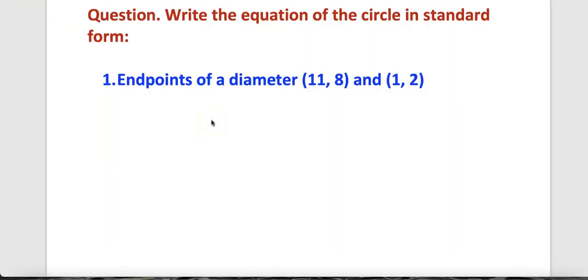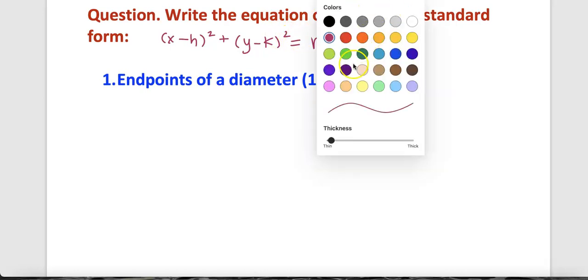Okay, let's do another problem over here. Question is still the same. It says write the equation of the circle in standard form. Now whenever it says standard form, the question wants us to write our answer in this form over here: x minus h square plus y minus k square is equal to r square. And we have been given some information over here.